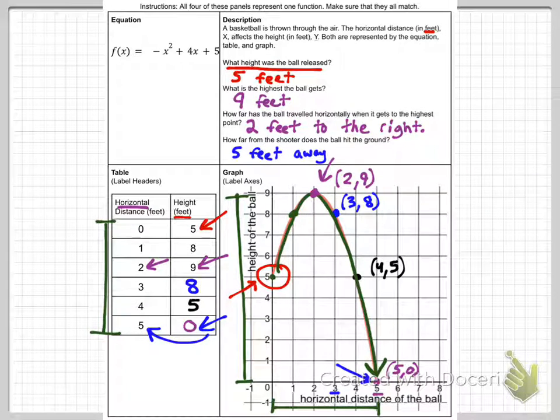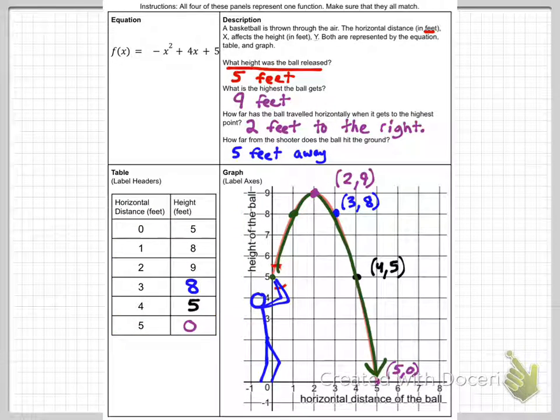Now some people are going, wait, but that's not 5 feet away from where the ball was released. Well, I'm looking at how far it is horizontally. So if you picture the shooter being right here, it lands 5 feet away from his feet. Now that we've answered that, I want to point out one thing here. I'm going to take away a lot of the clutter. I want you guys to notice that on the table it says to label the headers.